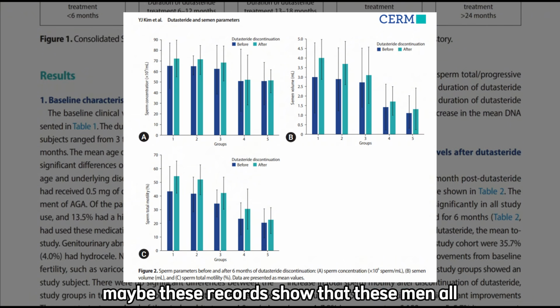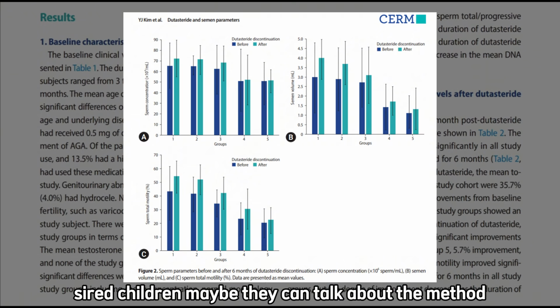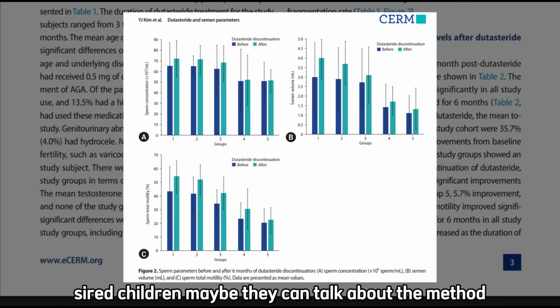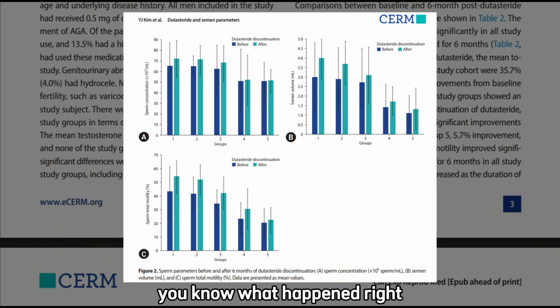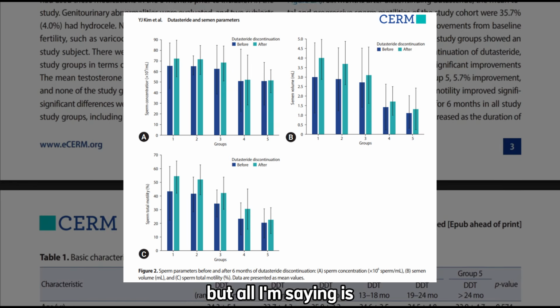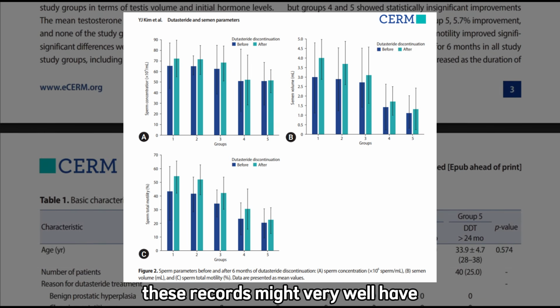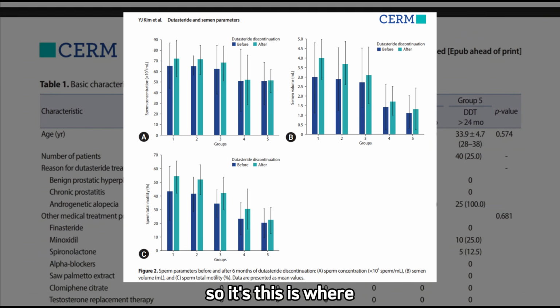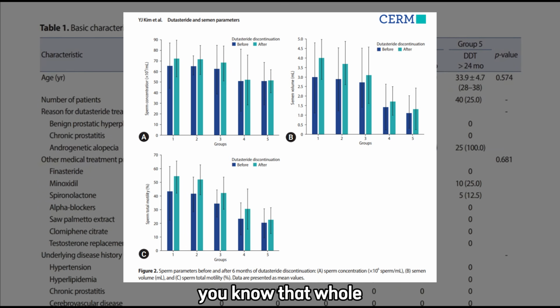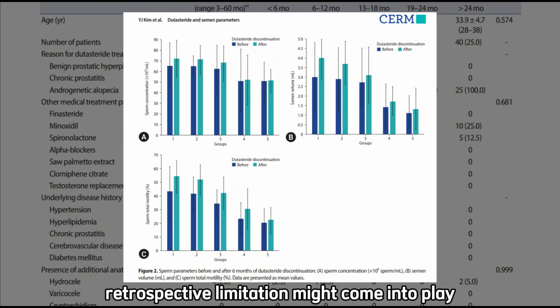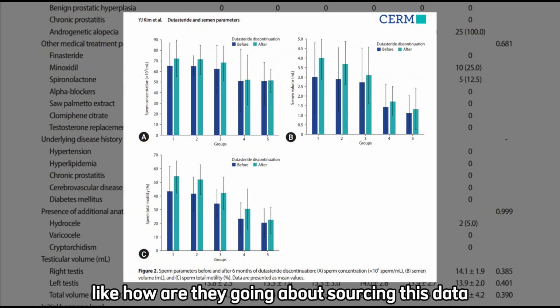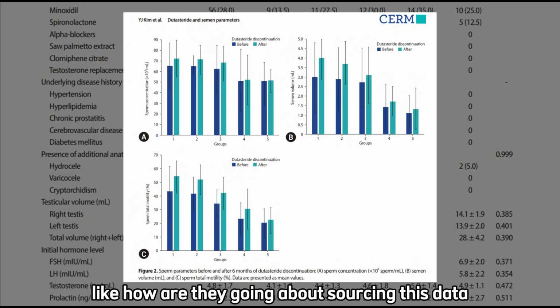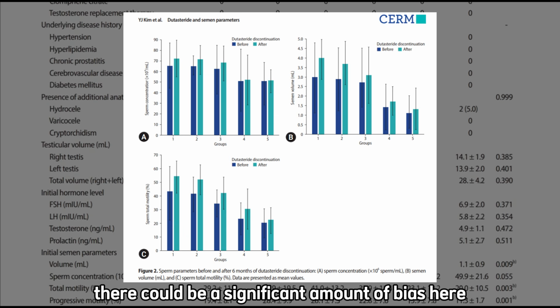Maybe these records show that these men all sired children. Maybe they can talk about the method. Did they use IVF? Like, what happened, right? But all I'm saying is these records might very well have beyond 6 months data, right? So this is where that whole retrospective limitation might come into play. Like, how are they going about sourcing this data? There could be a significant amount of bias here.